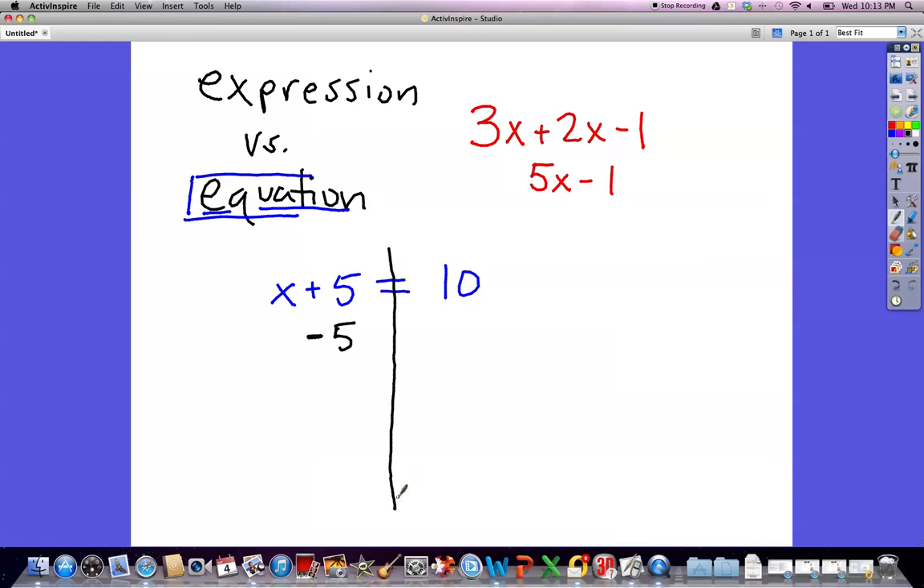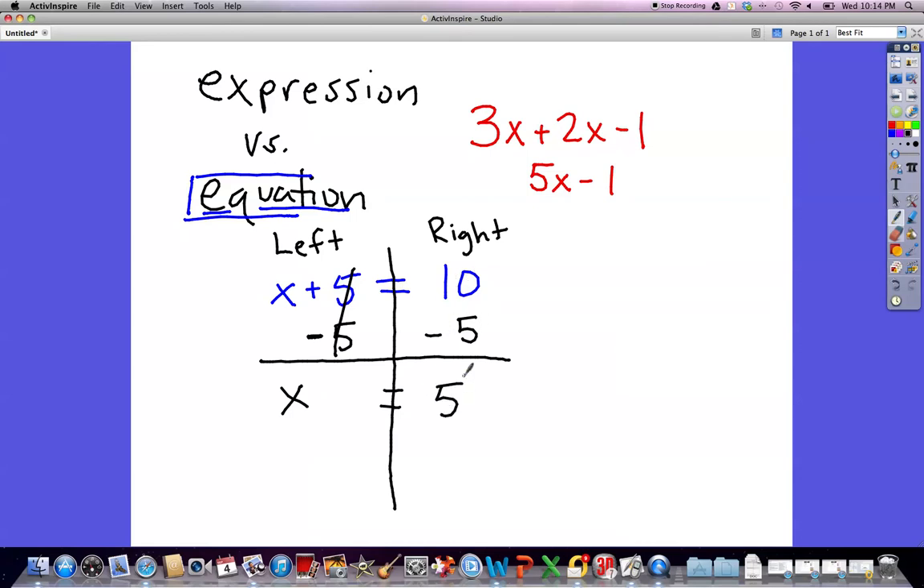There are certain rules I must follow. What I do to one side of the equation, for instance the left side here, I must do to the other side. If I subtracted 5 here, I must also subtract 5 here. When I find out what 5 minus 5 equals, that's right, you said it, it equals 0. It is no longer there, I got rid of it. As you can see, there is only an x left on this side. And therefore x equals whatever 10 minus 5 is, and it equals 5.